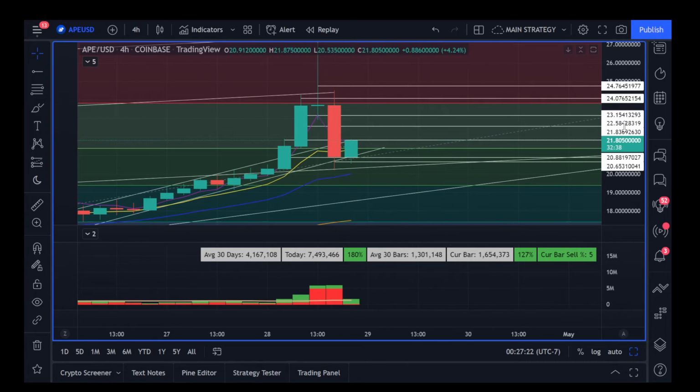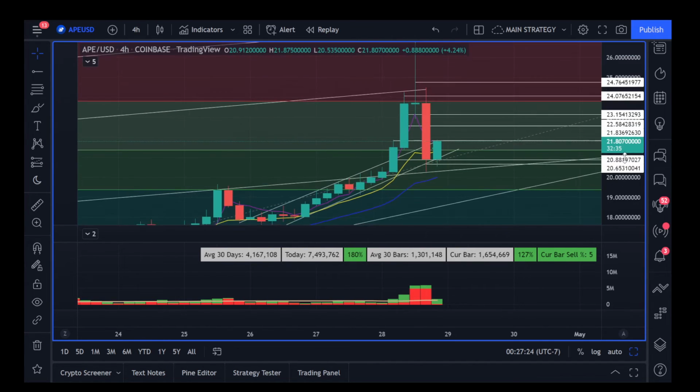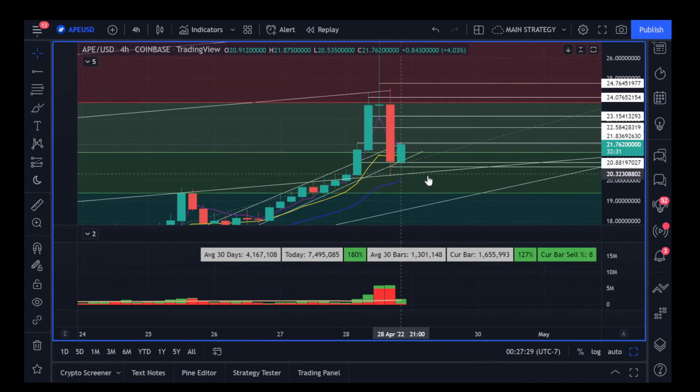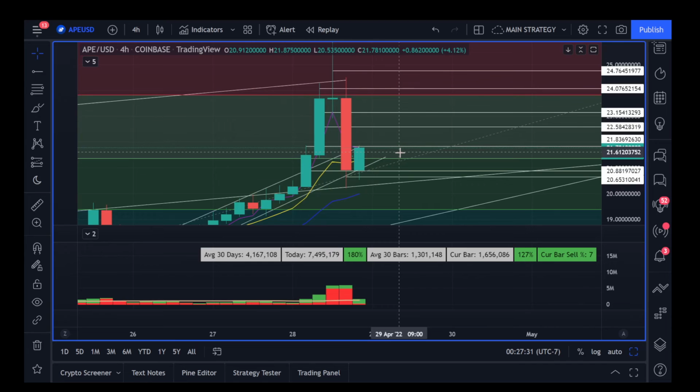So this is APE Coin. This is the latest update. Some pretty cool TA that went on here. I hope it gives you some insight into how this thing is moving and what we might see in the next couple of days from this.